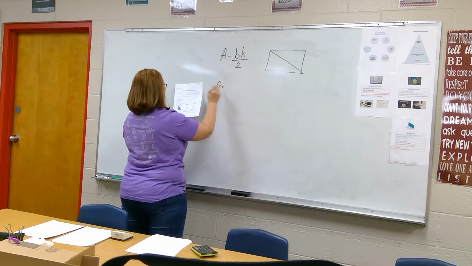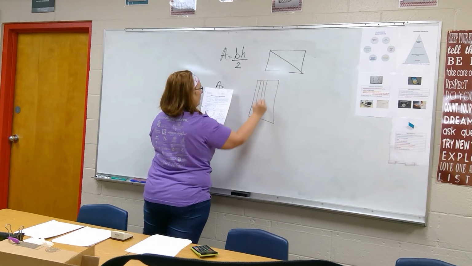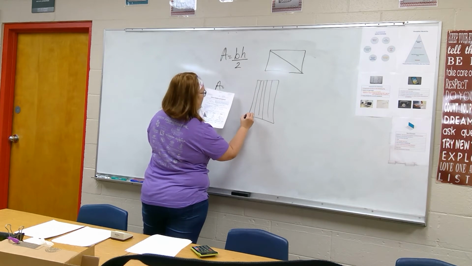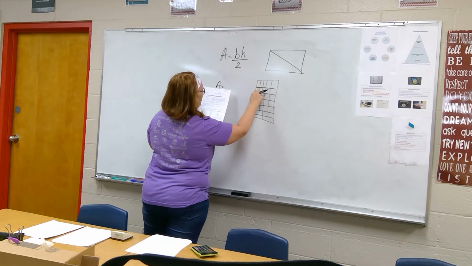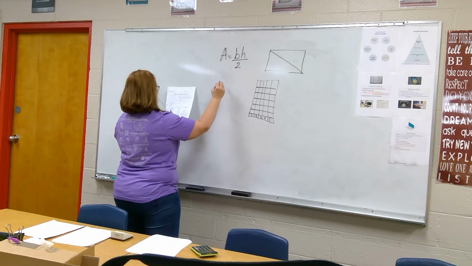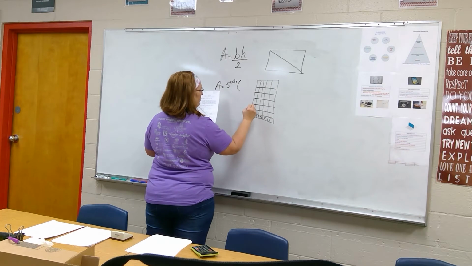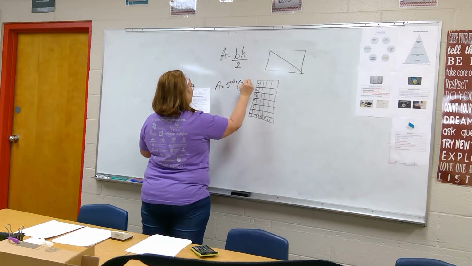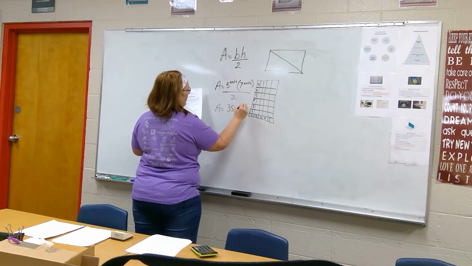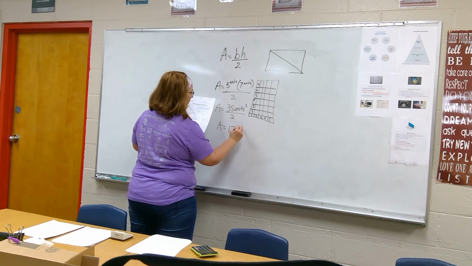Plug in the values. A equals base. They have their rectangle. It looks like this. So we're going to count them. 1, 2, 3, 4, 5. So my base is going to be 5 units. Times my height. 1, 2, 3, 4, 5, 6, 7. 7 units. Over 2. So area equals 5 times 7 is 35 units. There's 2 of them, so I put squared, divided by 2. If I put in my calculator, 35 divided by 2, that gives me 17.5 units squared.